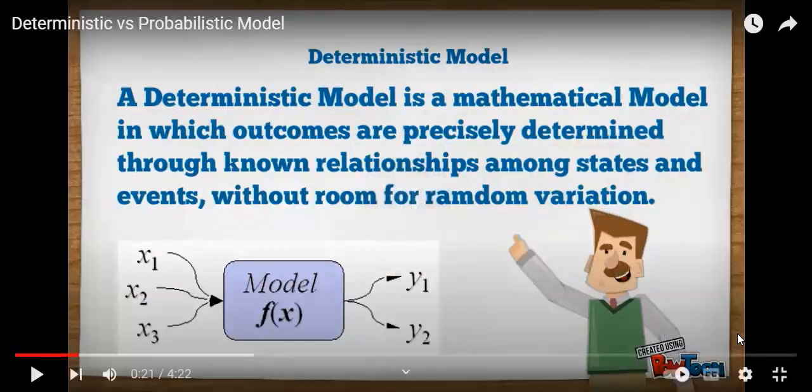Okay, what are the deterministic models that we have? In contrast to probabilistic models, we have deterministic models. What are the examples for deterministic models? Very simple. If you just add two numbers, for example, 5 plus 2, you're not going to say 5 plus 2 is 7 or 7 point something, right?